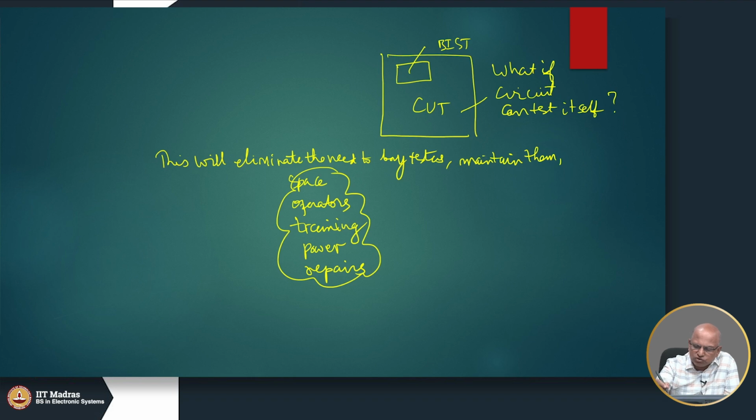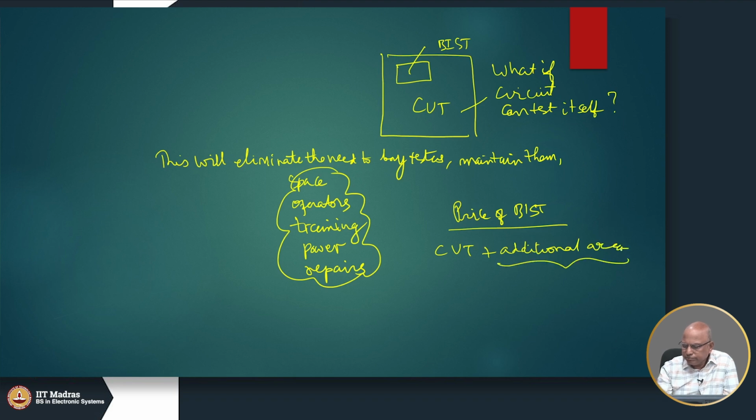That means we add some extra logic here which can perform this self test. What is the price we pay? Price of BIST. It is not free. See, say CUT plus additional area. So, additional area means it will hit your yield, right. So, therefore, yield will be affected.